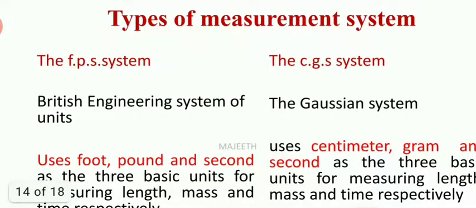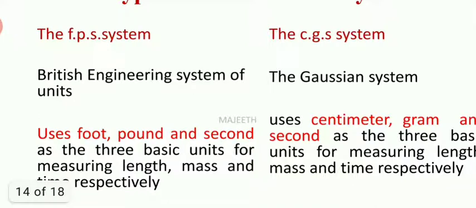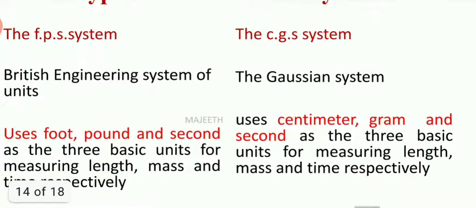What is FPS system? FPS system is a British system of units. F implies foot, P means pound, S means second. Foot we use for measuring length, pound is used to measure mass, and second is used to measure time. So if length, mass, and time have units of foot, pound, and second, then that system is known as FPS system.